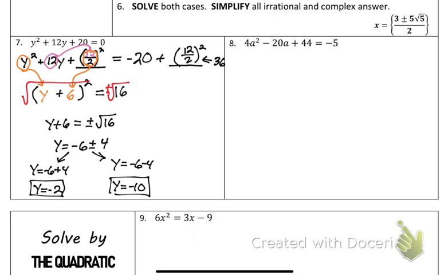We just moved the 44 to the right side? Yep, let's do that. But let's work slowly. So we have 4a squared minus 20a. Move the 44 to the other side by subtracting, which equals negative 49. Now, what did I have you circle or star above? The a squared. You have to divide both sides by a.